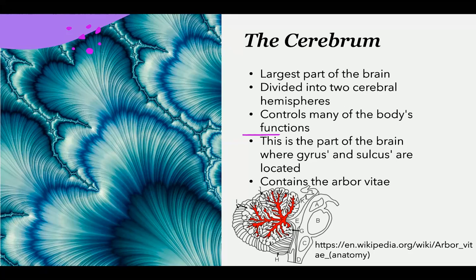Throughout the hemispheres, you will find gyruses and sulcuses within the surface. This is the part that people usually think of when they think of the brain. They think of all of those grooves and wrinkles and folds. That's what these gyruses and sulcuses are. They are folds and grooves within the brain's surface.